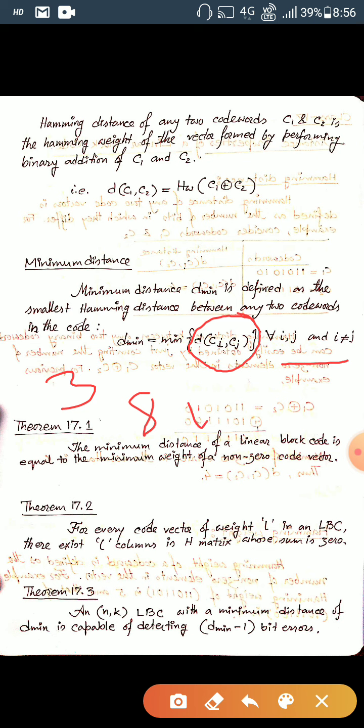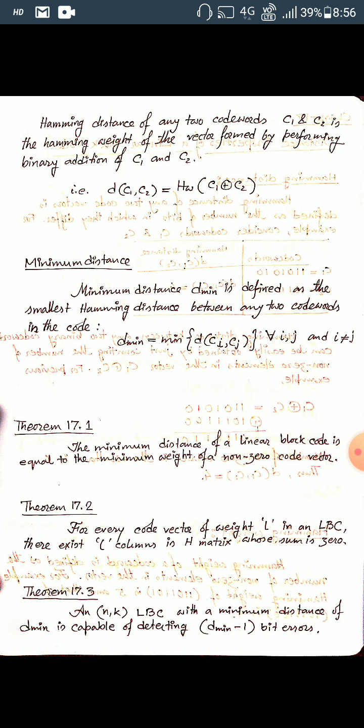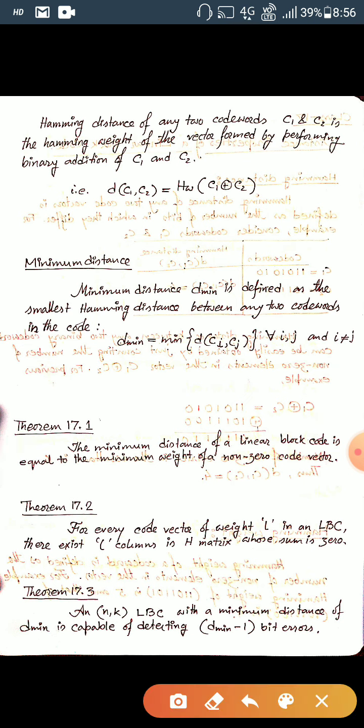So here i or j can take values from 0, 1, 2, 3, 4, up to 7, whatever it can be, but they are not equal to each other. That means Ci and Cj will not be the same value. If you consider this condition for the Hamming distance, then the minimum Hamming distance is defined as D min, the minimum distance for that particular code.